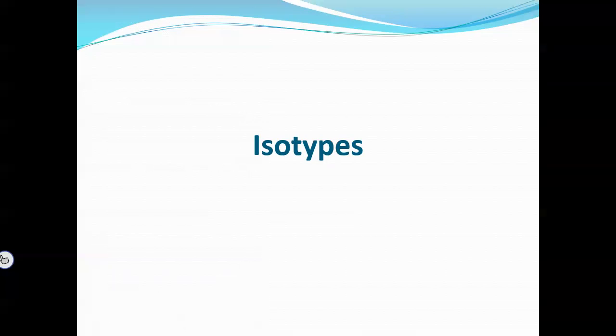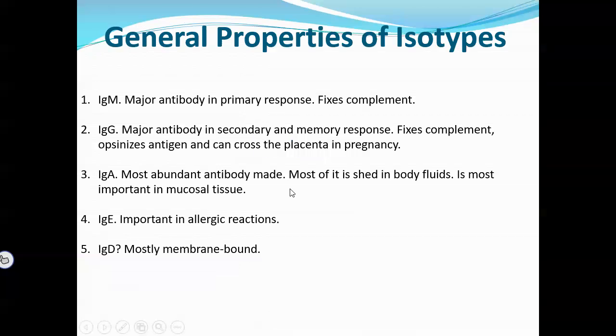So with respect to the different properties of the different isotypes, just in general terms, IgM is the first antibody or the major antibody to be produced during a primary response. So the first exposure, the first infection you get with the virus or whatever, the first antibody you see is IgM. This is an important clinical biomarker. So this tells us whether the patient's been infected for the first time with a pathogen or has been reinfected.